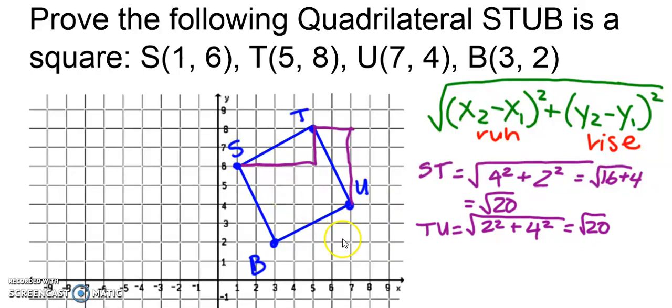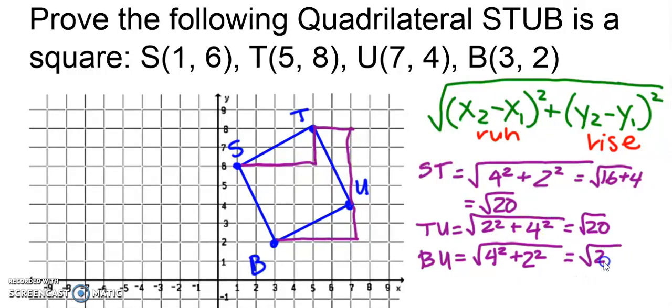I have 2 more sides to go, so then I need to do BU. BU, the run is 4, the rise is 2. So again, I have 4 squared plus 2 squared, and look, I'm getting the same numbers every time. I know that's going to give me square root of 20.